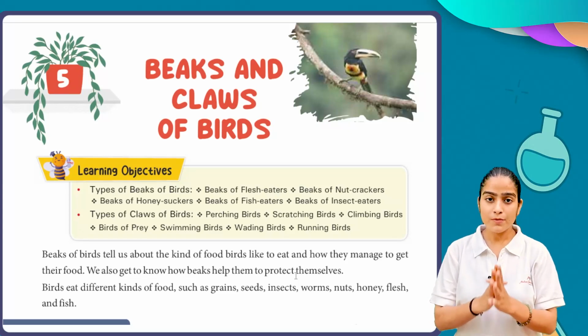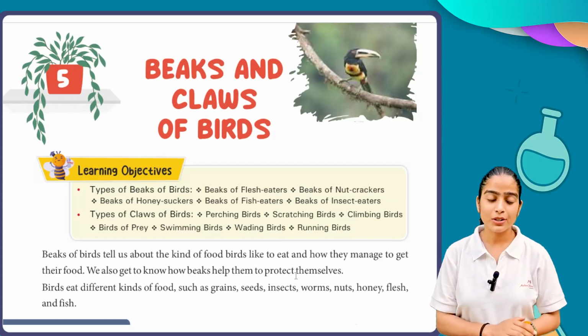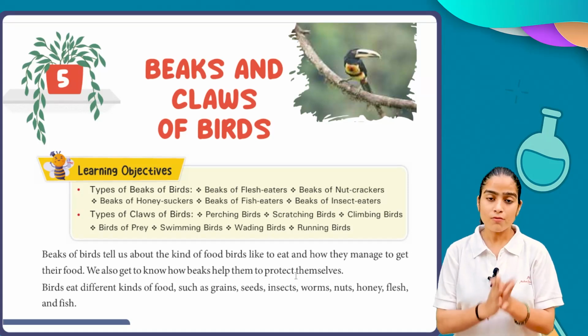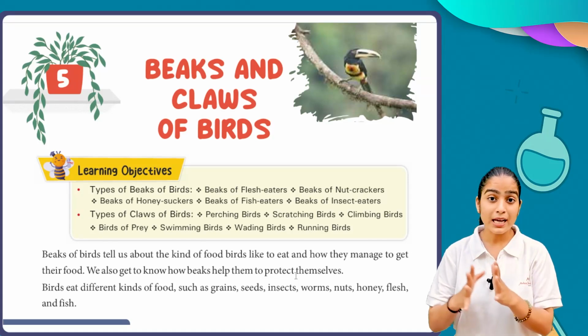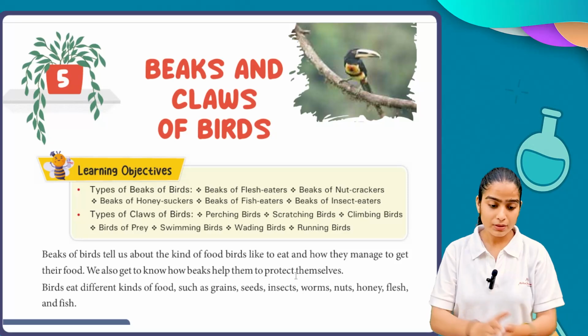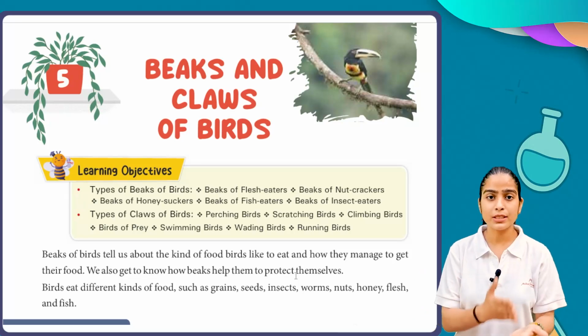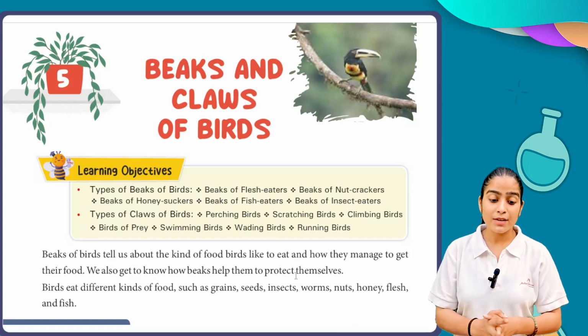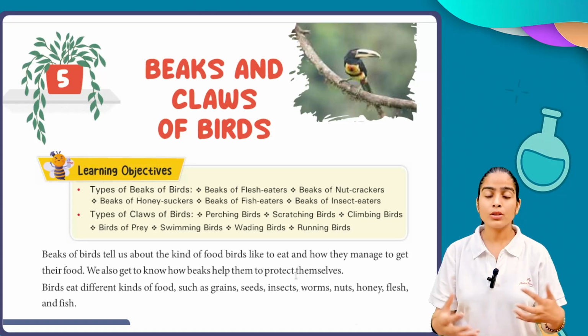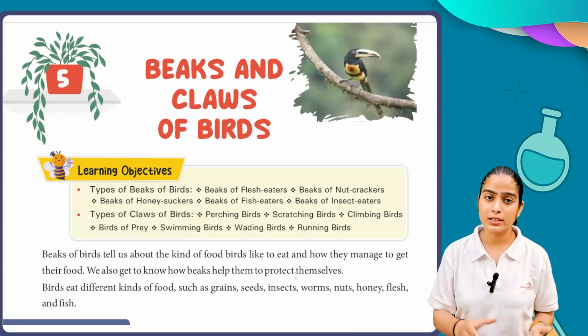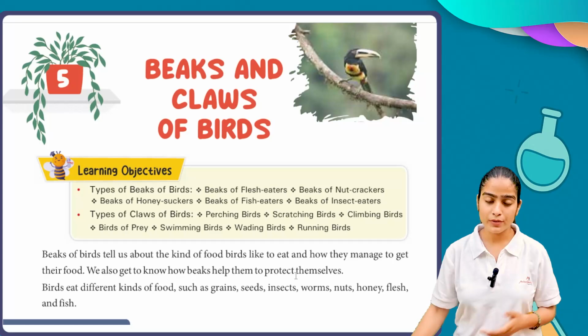Before starting this chapter, have a look at the learning objectives. First we are going to discuss the different types of beaks. According to their eating habits, birds have different kinds of beaks. Next we have types of claws of birds, and how they move from one place to another depends on the claws of that particular bird.